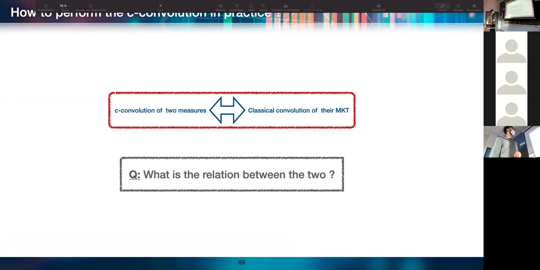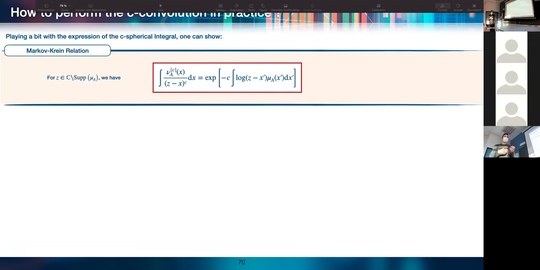And now, how do we compute the Markov-Krein transform, and how do we invert it? We need some relation between the two measures in the high temperature regime, which is the double scaling limit I've just discussed before. For this, you can play a bit with the expression you have when you take the large n limit, and you obtain a relation which is called the Markov-Krein relation between the two. This was first studied by Kerov, and he named it like this, so that's why we chose this name.